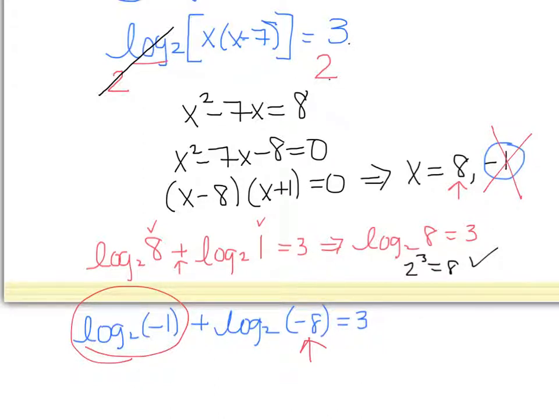Now if you have a graphing calculator handy, you can also graph this, and you would just have to confirm that x equals 8 is your only x-intercept. So it's at this point in time that we have concluded with section 8.6, solving exponential and log equations.